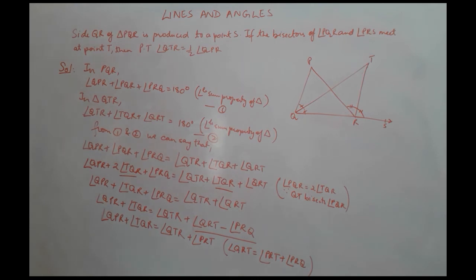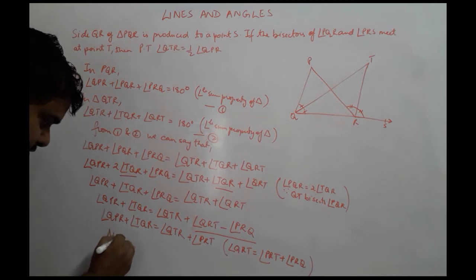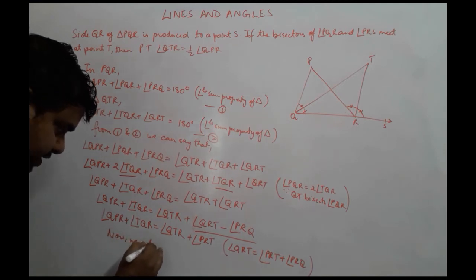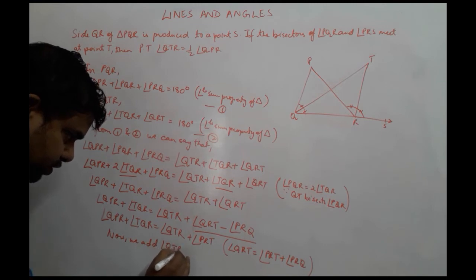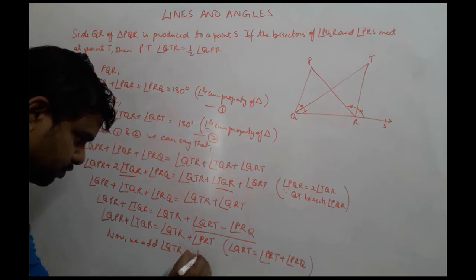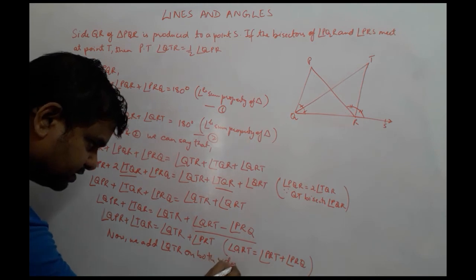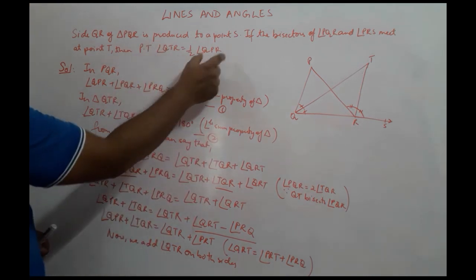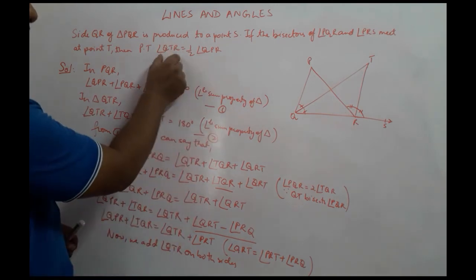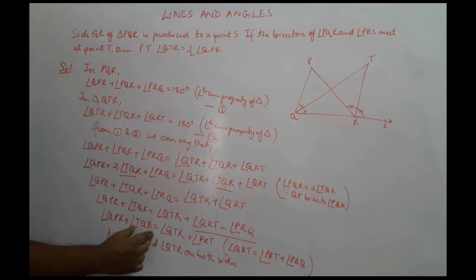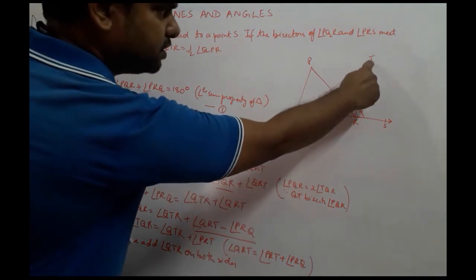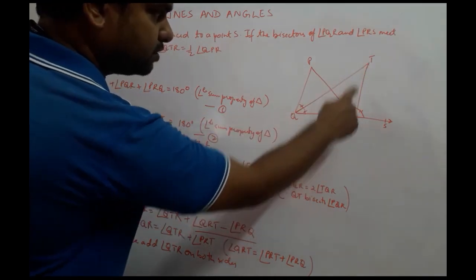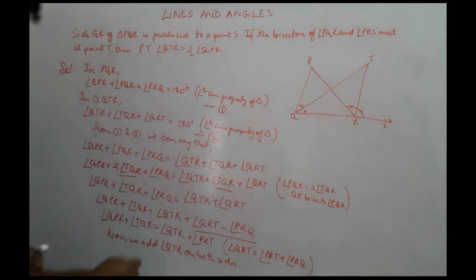Our next step is we add angle QTR on both sides. Okay, why do we do that? See, what we are left with, have a look. QPR, something that we need. QTR, that is also what we need. What is extra? TQR, which is this angle. TQR, of this triangle, and that is our left hand side.